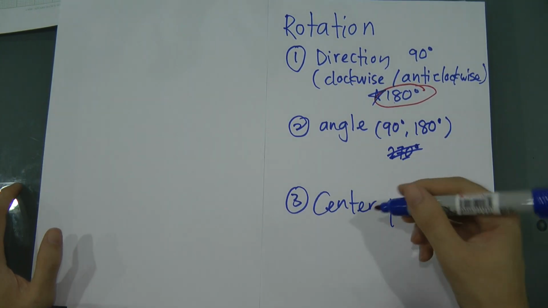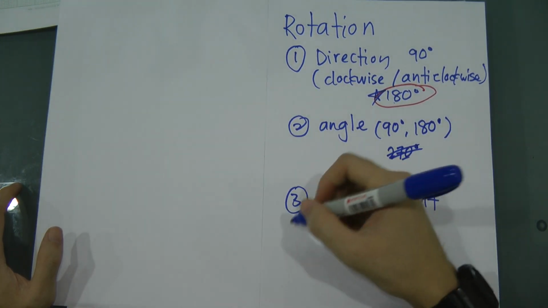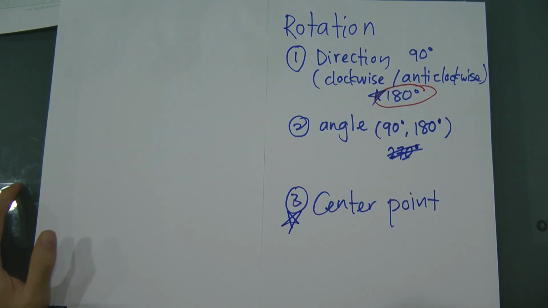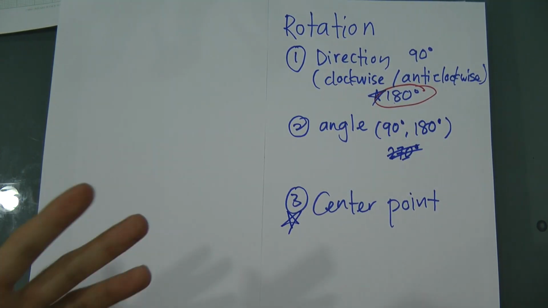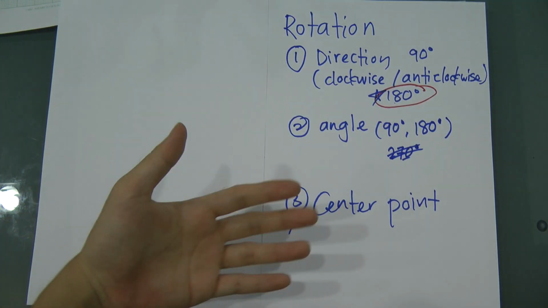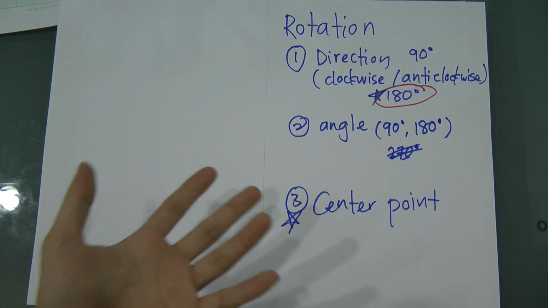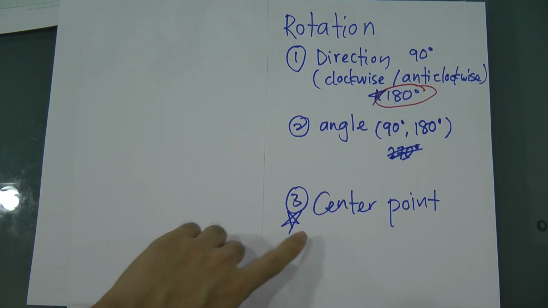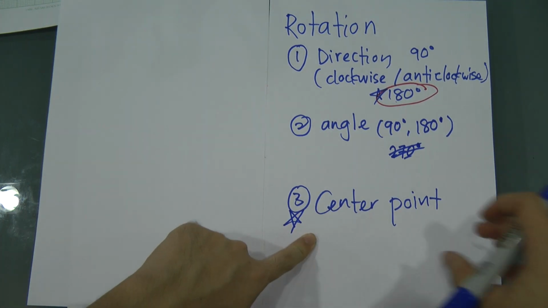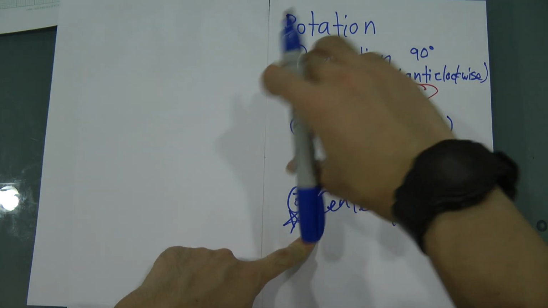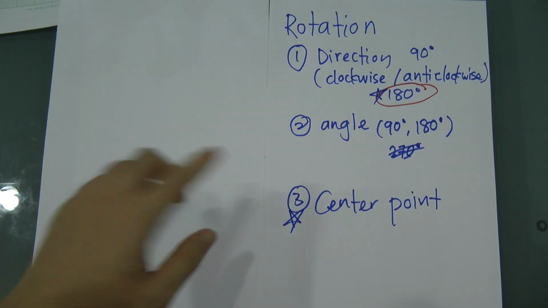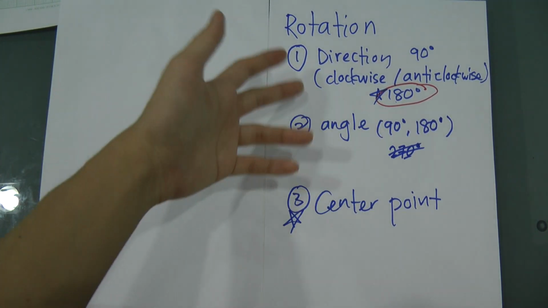Alright, the center point is one of the very important things in these three pieces of information. Later I will discuss more about the center point. Mostly the center point is a coordinate. The coordinate is something you hold, and then you rotate your triangle or your object around it. Alright, this is the center point. These three pieces of information are very important.